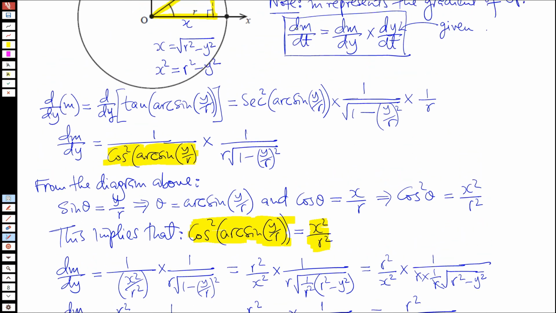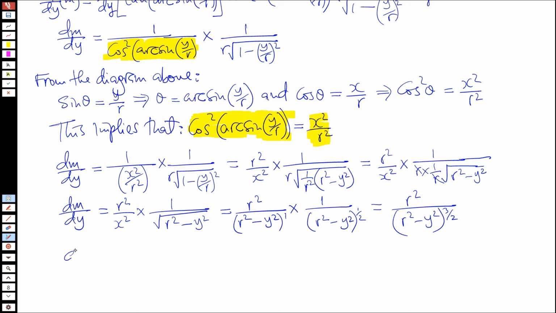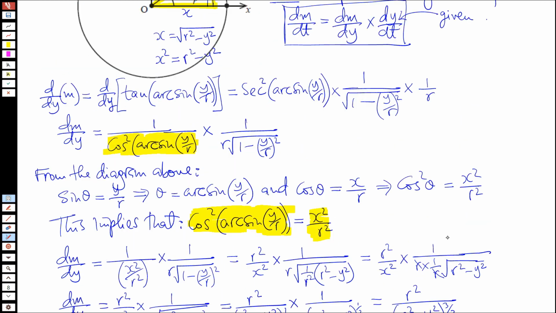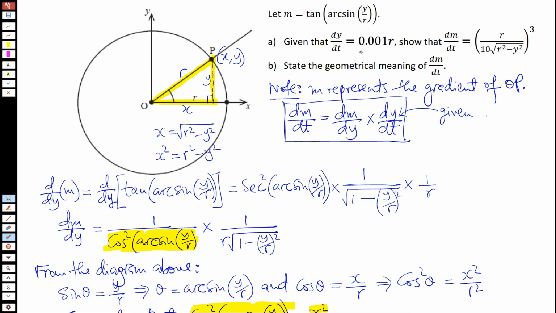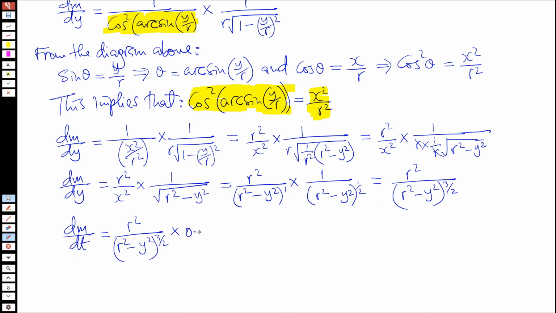So what we want to do is find dm over dt. What we have is dm over dy, and that is given in the question. So dm over dt will be equal to dm over dy, which is r squared over r squared minus y squared to power 3 over 2, multiplied by dy over dt, which is given as 0.001 r. Now if we multiply these two, we shall end up with, now multiplying by 0.001 is the same as dividing by 1,000.